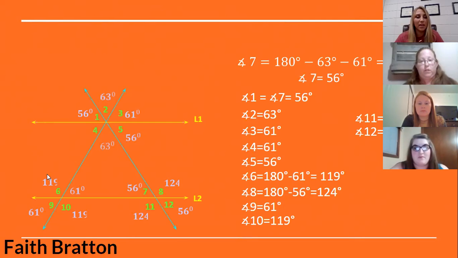Okay, so as we can see, angle 2 and this one on the inside of this triangle are 63 degrees, so they are corresponding. Okay, another one, as we can see, was angle 4 and angle 3 are 61 degrees, so that means that they are the same angle and they match.